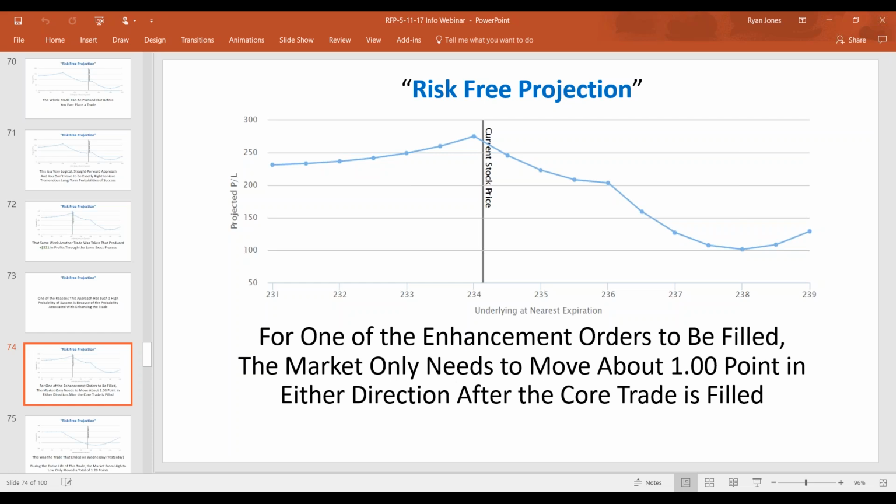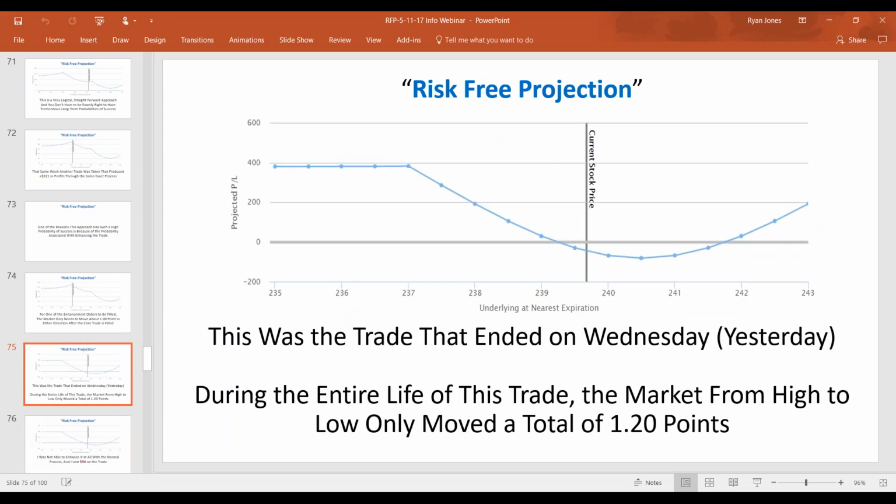Now, even with the enhancement, that doesn't guarantee that you've created a risk-free trade. But the purpose of the enhancement is to lower the risk and to lower the probability of the risk. And that is what happens. So what is the probability of the market, over the course of 2 or 3 days, moving either up or down 1 point from where you got in? And the answer is it's very, very high.